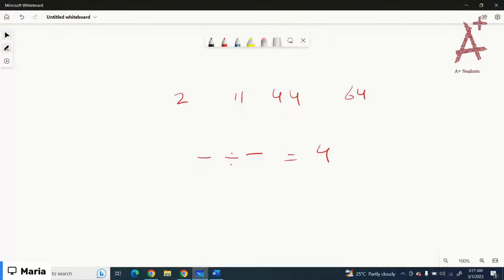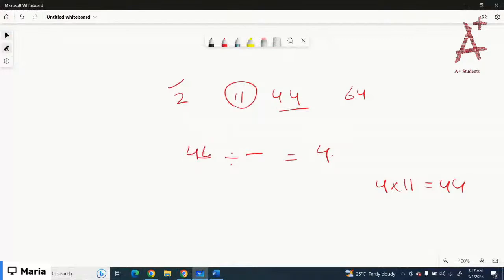Is 2 a factor of 4? Yes, 2 is. Got it? Okay, just look at the 11. Is 11 a factor of 4? No. 4 cannot be divided by 11. Look at the 44. Is 4 a factor of 44? Yes. 4 times what number makes 44? 4 times 11. Got it?